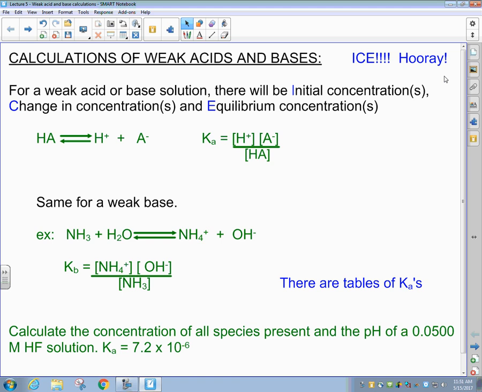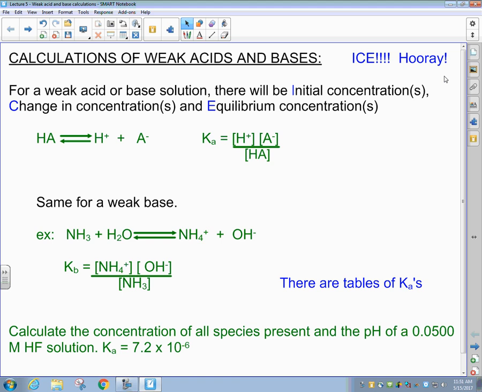Because we established an equilibrium, we are back to our ICE problems that we have been doing for several months now. You will have an initial concentration of your weak acid, a change in concentration of your weak acid, and eventually an equilibrium concentration of your weak acid. You have a generic example up on the smartboard here where the weak acid HA establishes an equilibrium between the hydrogen ion and the A negative anion.